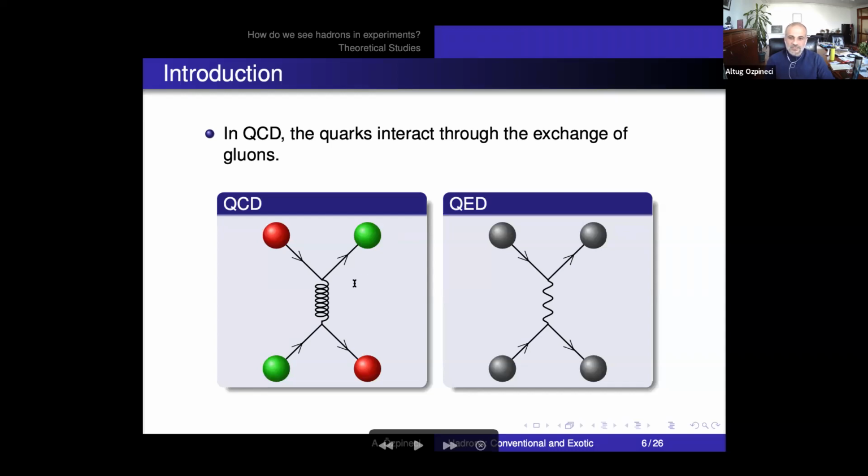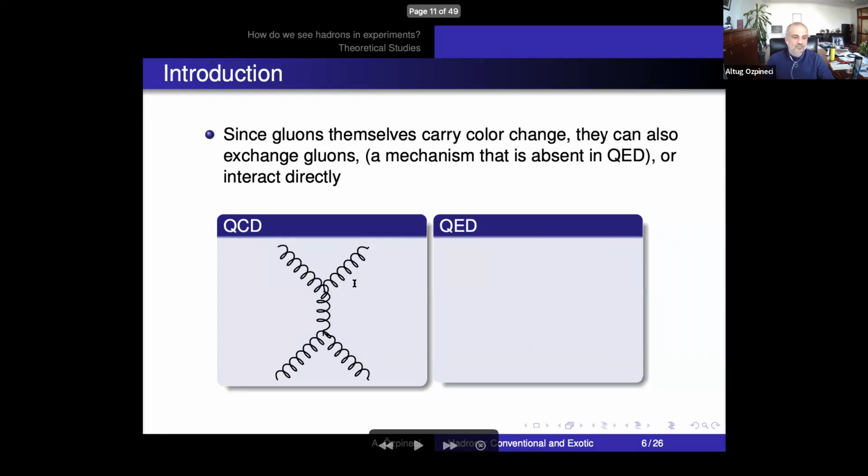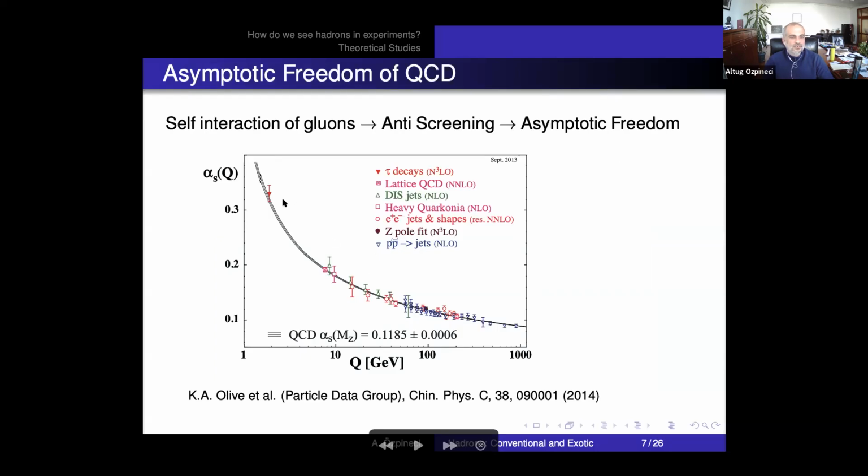But if the gluons themselves carry color, that also means that the gluons can exchange other gluons. So here we have a gluon which is colored, here we have another gluon which is colored, and they can exchange a third gluon, which is a process that is absent in QED. And then we also have a direct interaction of 4 gluons, which is another phenomenon that doesn't happen in QED.